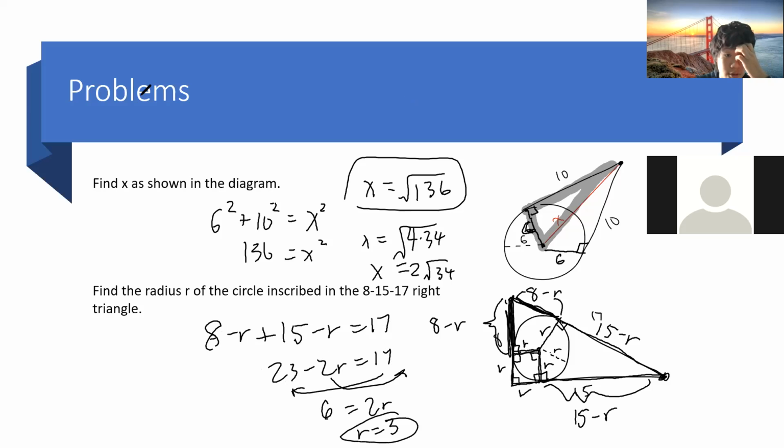Okay. So the trick was to draw out all these radii. If you don't draw them out, then you'd have no idea what to do, right? So whenever you encounter a problem where you have tangents to a circle, draw as many radii as you can and make them perpendicular to the tangents. Okay?